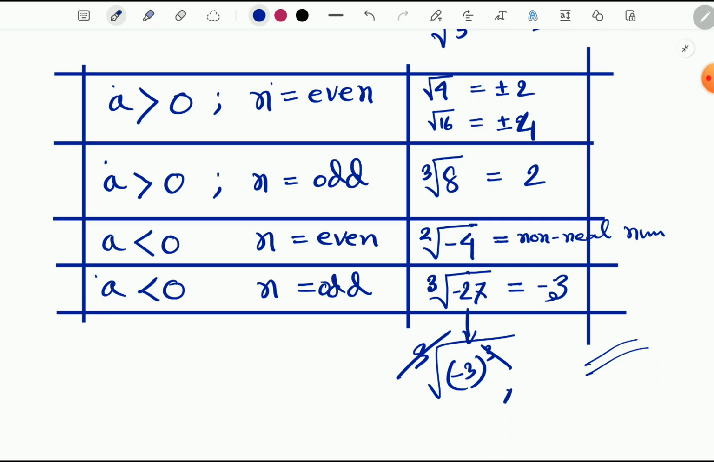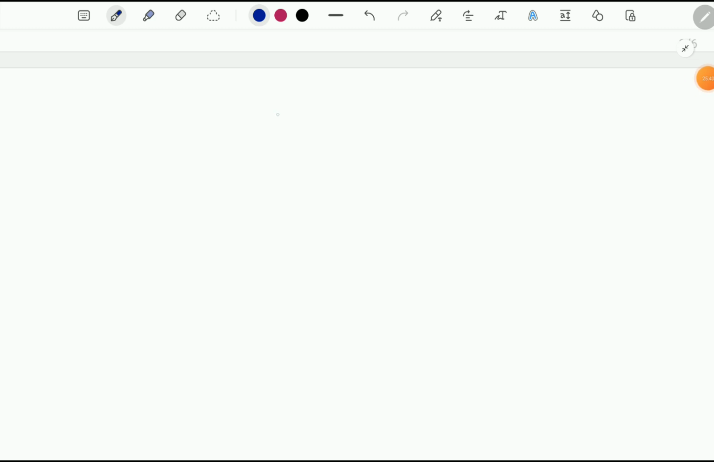Now let's learn some shortcuts of radical operation. Let's say n square root of a power m, we can write it as np root of a power mp. Okay, so this is a formula you can memorize.